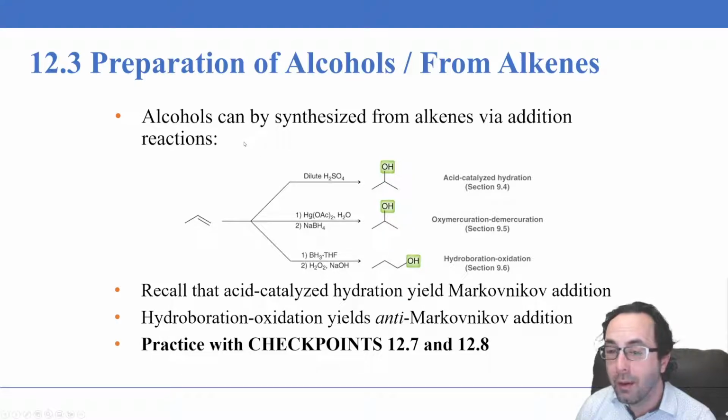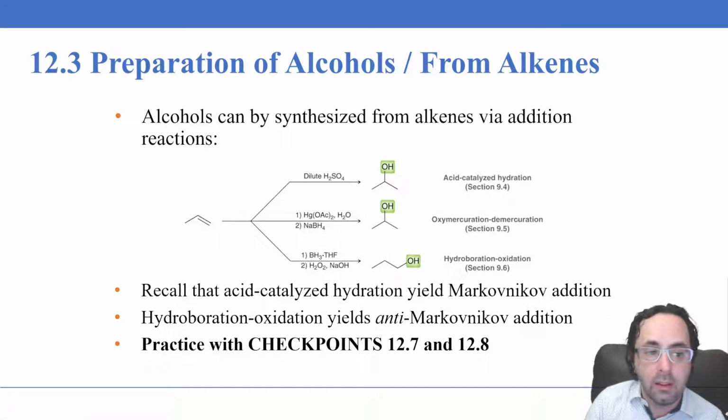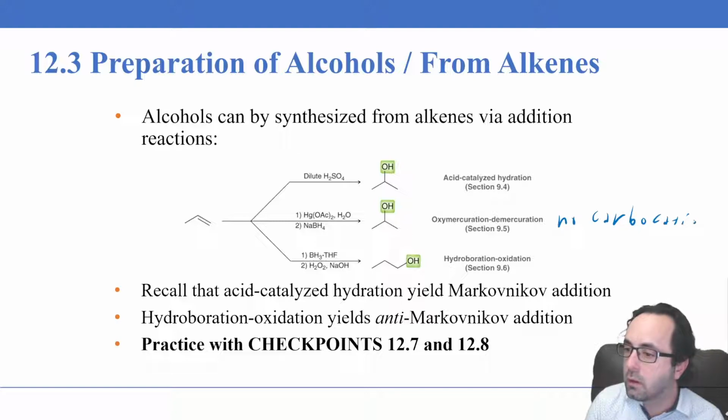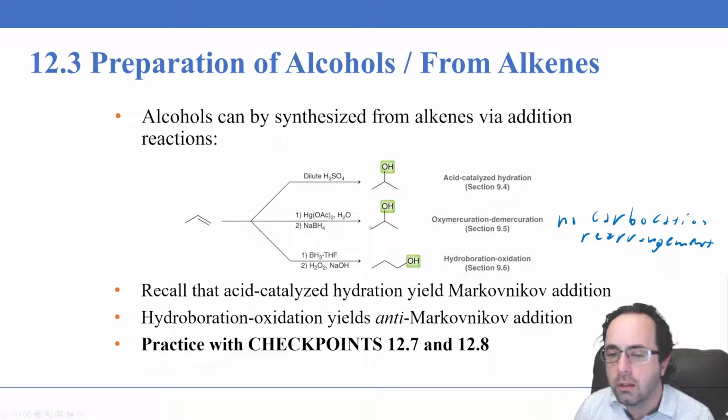We can also make alcohols via addition reactions. So we talked about this in chapter 9. We can do an acid catalyzed addition, which will give us the Markovnikov addition, where the alcohol will go on the more substituted carbon, in this case on the second carbon here. We could also do an oxymercuration demercuration, which would also give us a Markovnikov product with the alcohol on the more substituted carbon. Remember, the advantage of this is that there is no carbocation rearrangement. So if we're trying to avoid a carbocation rearrangement, this would be important. In this case, we don't have to worry about it because there's no more substituted carbon close by.